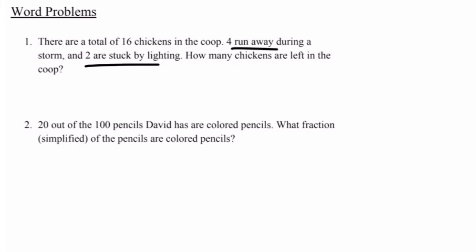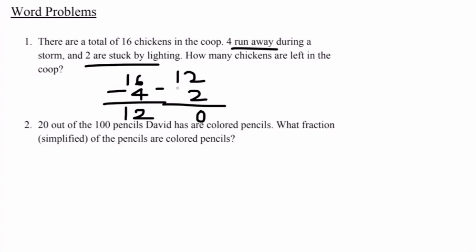Let's start off with our beginning number 16. We have 16 chickens in the coop. 4 ran away. 16 minus 4 equals 12. Now we need to subtract 2 because after 4 ran away, 2 got struck by lightning. 12 minus 2: 2 minus 2 is 0, we bring down the 1, 10. 12 minus 2 equals 10. Therefore, after 4 chickens ran away and 2 got struck by lightning, there's a total of 10 chickens left.